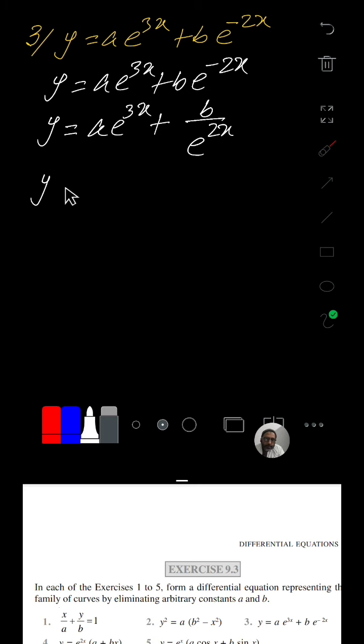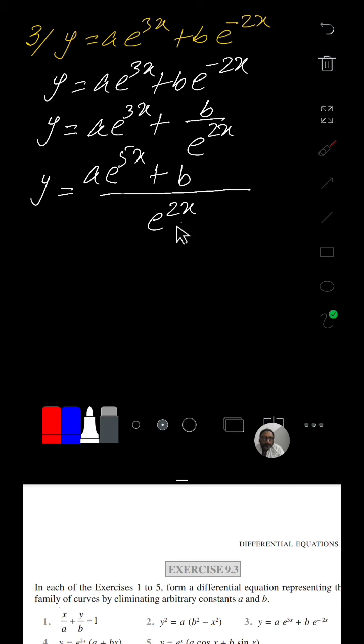Now y is equal to, taking e raised to the power 2x as LCM, e raised to the power 2x in the denominator, and in the numerator we have a e raised to the power 2x into e raised to the power 3x, e raised to the power 5x, plus b. Transposing e raised to the power 2x to the left hand side, we have e raised to the power 2x y is equal to a e raised to the power 5x plus b. That will be equation number 1.